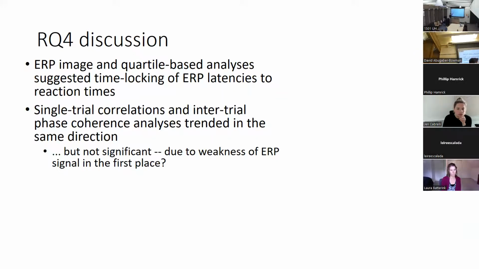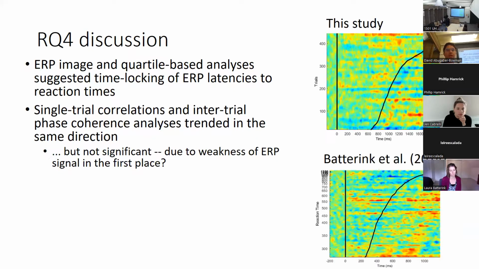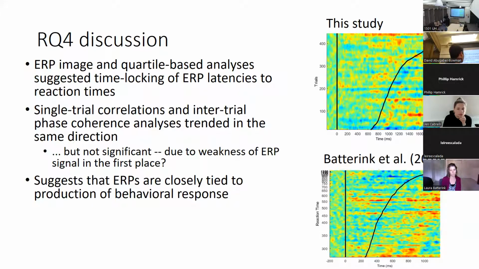Okay, so RQ4, we found evidence for time locking from our analyses. However, some of them were only just trending and not significant, which I attribute to weakness of the ERPs. So actually, here's the same ERP image from my study that I just showed you. When I perform the same analysis on bad impedance data, you can see that these red splotches are much more prominent in her data. Maybe because they got a 90-minute nap, they were less tired. The ERP effects were stronger.